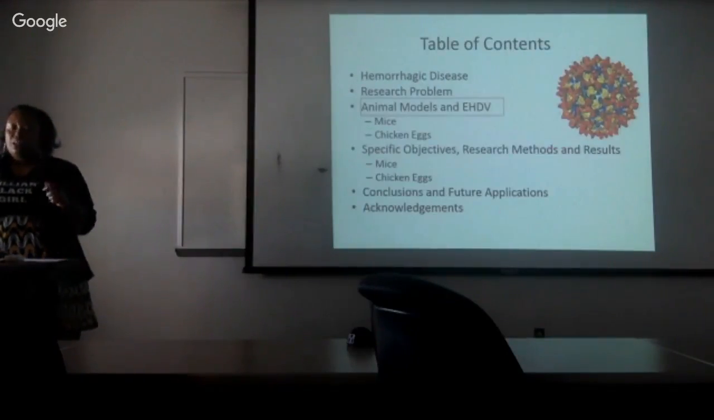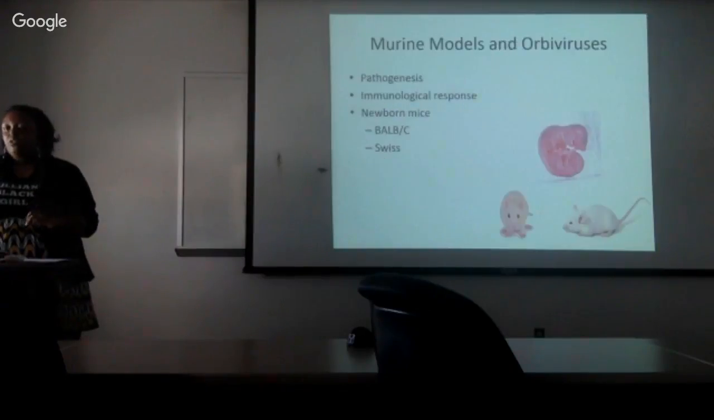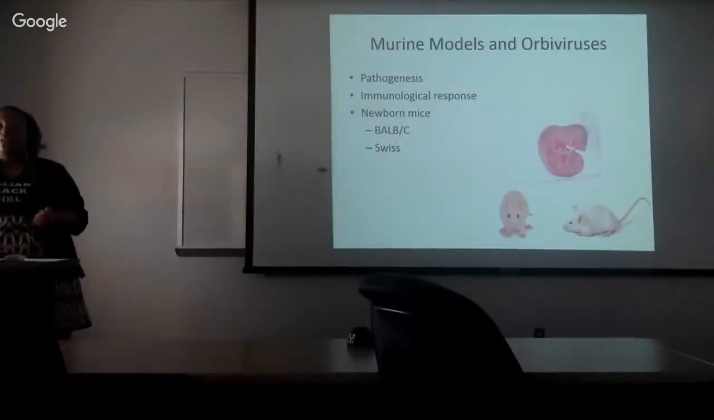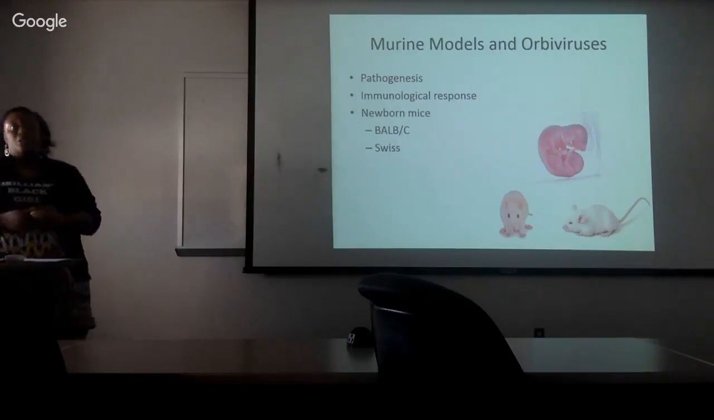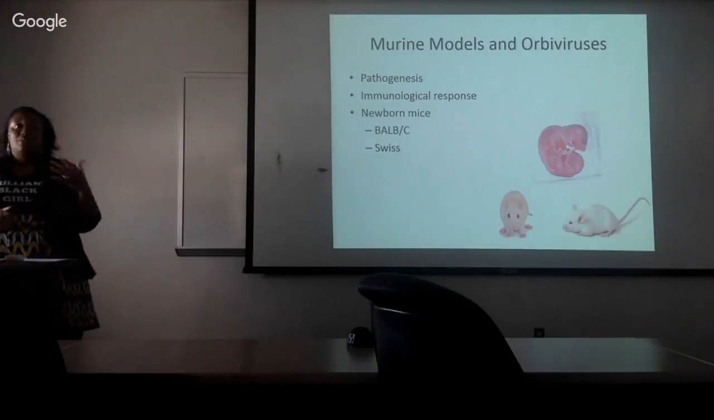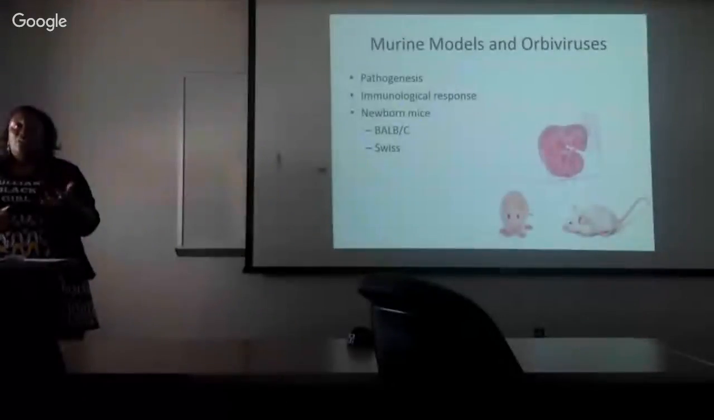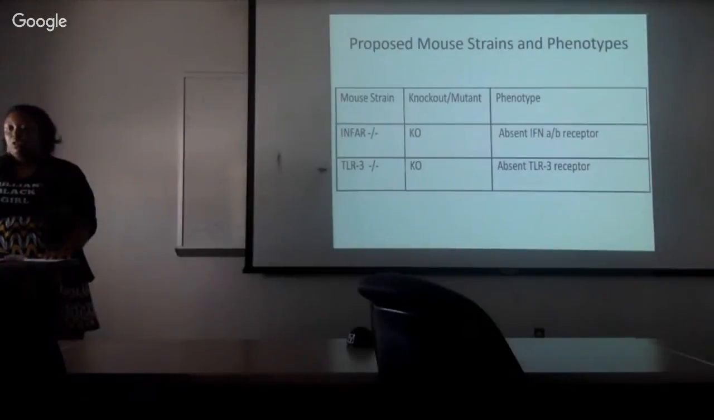So now I'm going to talk about the different models that we used. Historically, there have been murine models used for orbiviruses. They've been used to study pathogenesis and the immunological response, and we usually use newborn mice because they're immunocompromised and the infection does not occur naturally. So usually you need some type of immunocompromised state in order to get infection.